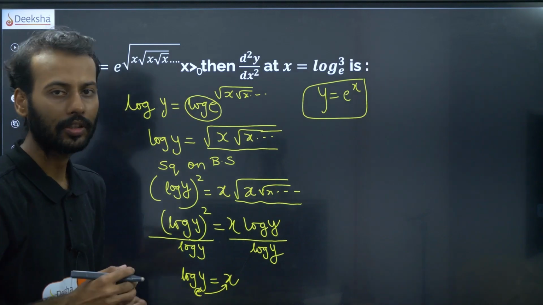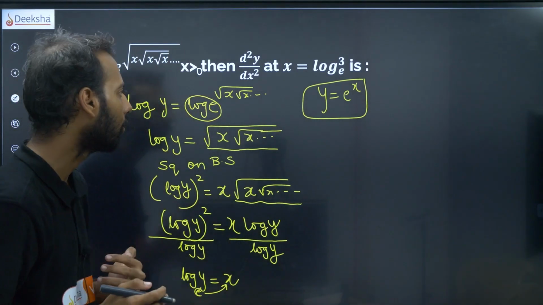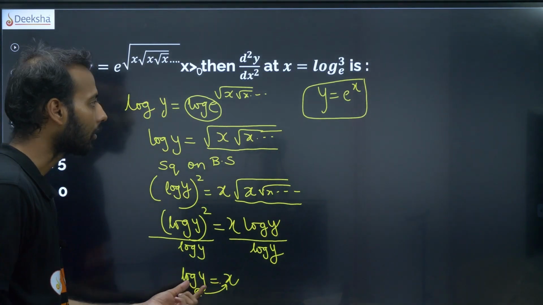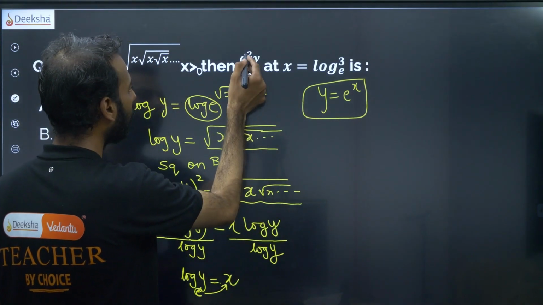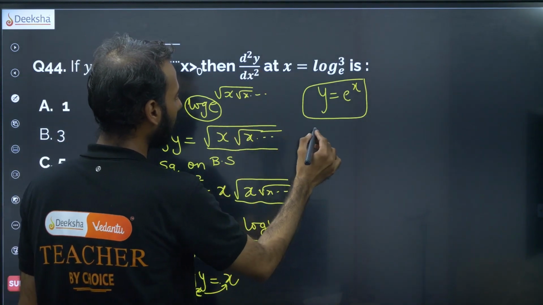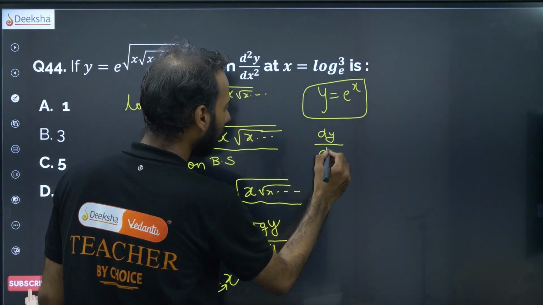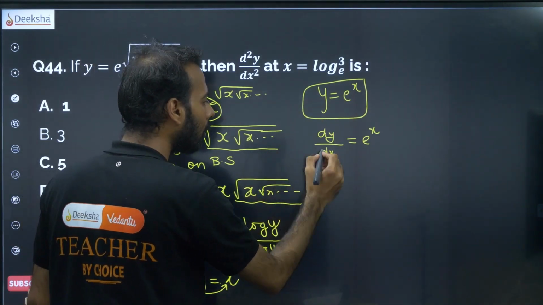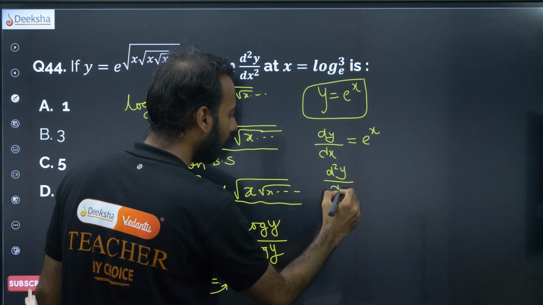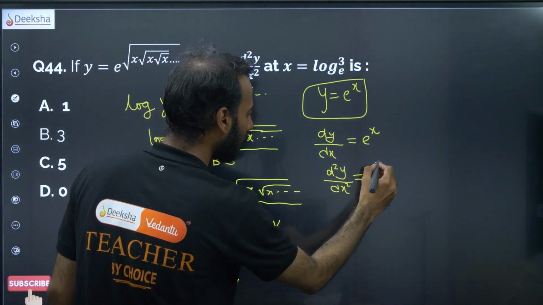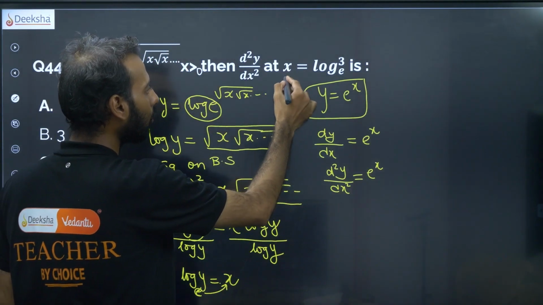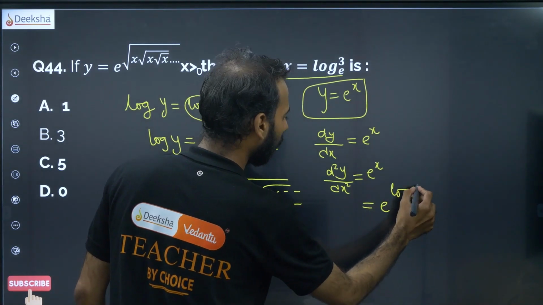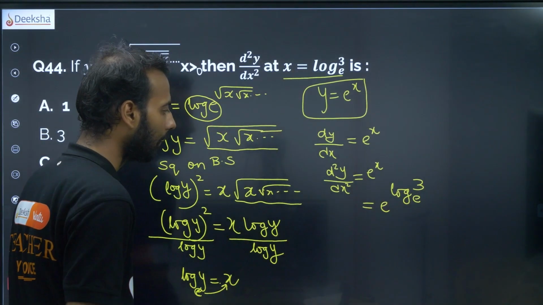Definition of logarithm I am writing. If you are unable to recall, you study the chapter on logarithms. So the definition of logarithm says y is equal to e raised to x. I am using this. Now they are asking to find y double dash. If I differentiate, dy by dx is equal to e raised to x. If I differentiate an exponential function 100 times also, it will be the same, d2y by dx2 is equal to e raised to x only. At x equal to the value they have given, e raised to log 3 to the base e.